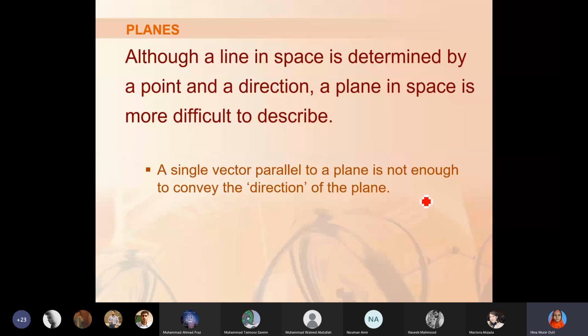So which vector determines the direction of the plane, whether it's this vector or this vector? These all vectors lie on the plane. So which vector will we take to uniquely determine the direction of the plane? Can you see anything? Can you say anything about it?